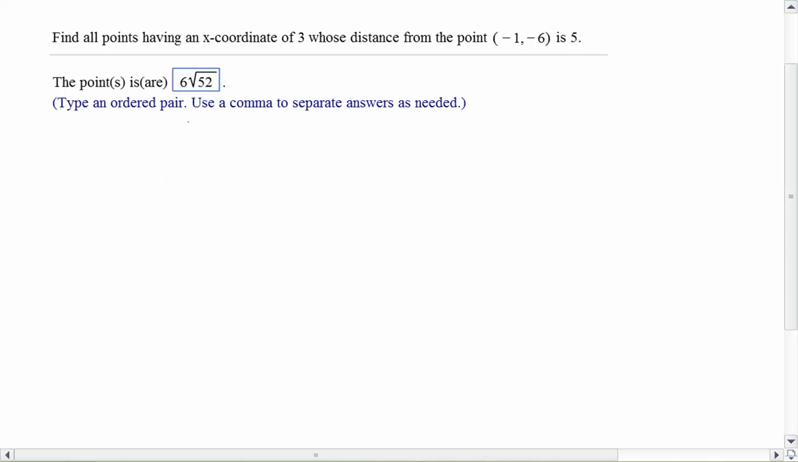Alright, let's give this a shot. So we want to find all points having an x-coordinate of 3, so we know x has to equal 3, and whose distance from the point (-1, -6) is 5. Now remember, distance is the square root of (x2 minus x1) squared plus (y2 minus y1) squared. Now we know the distance has to be 5.